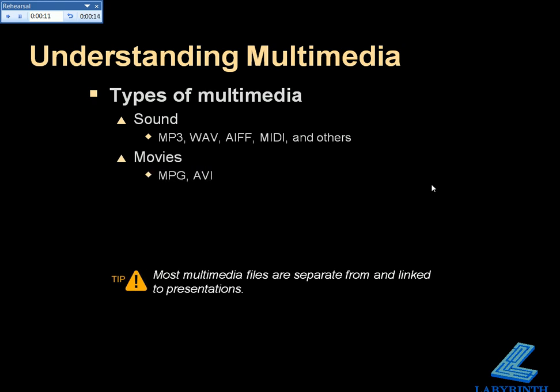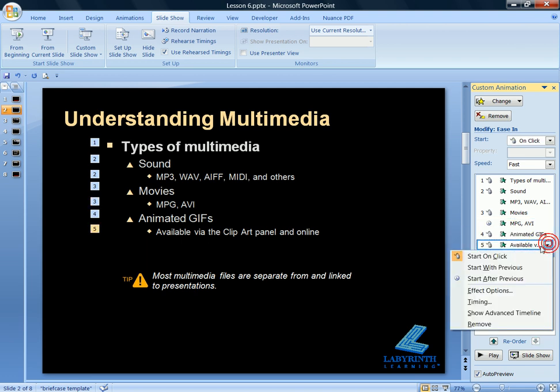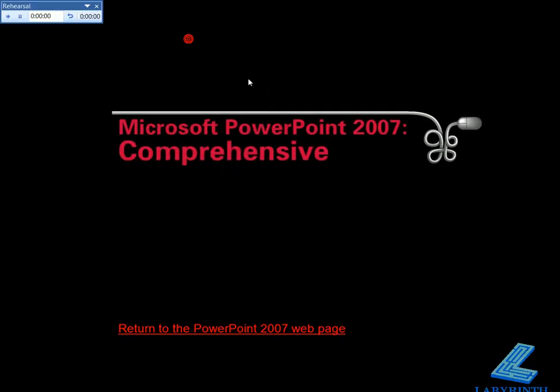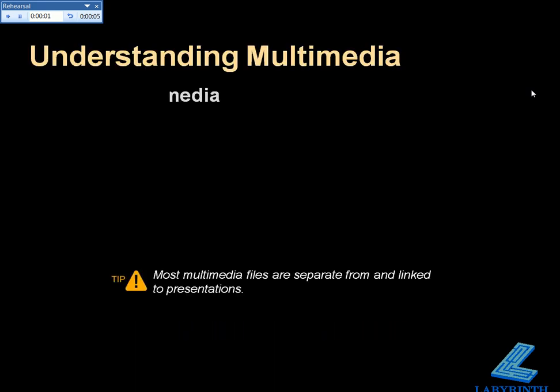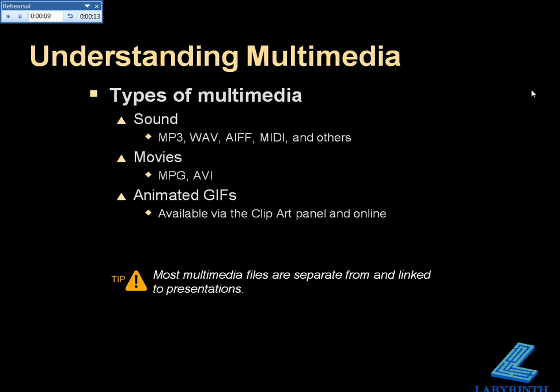Movies, AVI. I didn't set that, remember? So I would need to go back and again set this one to start with previous and set this one to start with previous. I can rehearse my timings one more time. You can see I can keep going back to rehearse my timings without having a problem. And I'm out of here.